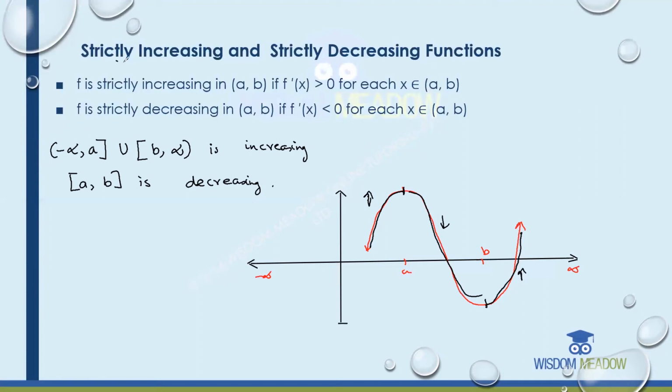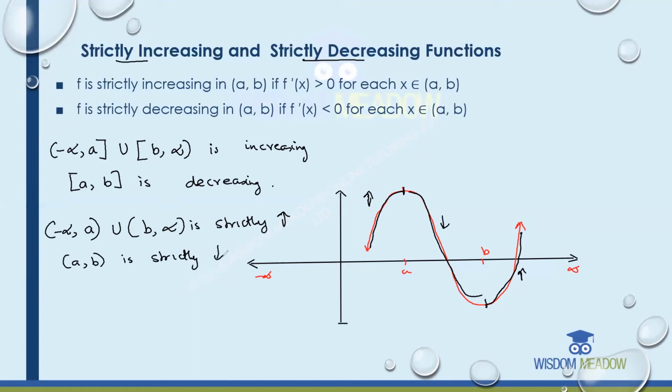Now, when it comes to strictly increasing and strictly decreasing, the change is that minus infinity to A, where A is a critical point, becomes an open bracket. That's the only difference. B to infinity is strictly increasing, okay, and open bracket A to B is strictly decreasing. So when it comes to strictly, you actually have open brackets for the critical points.